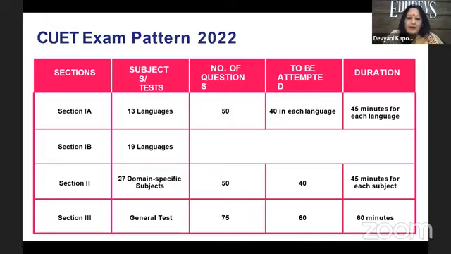Section 2 has 27 domains. As we were seeing in the previous slide, you could choose between 2, 3, 4, but up to a maximum of 6 subjects can be chosen. Section 3 is the general test with the components that I just mentioned. Next slide, please.